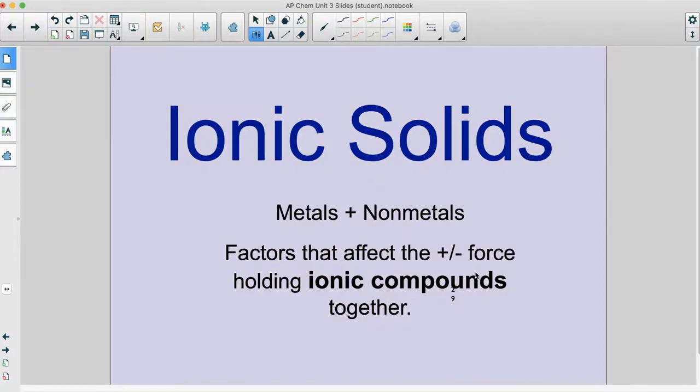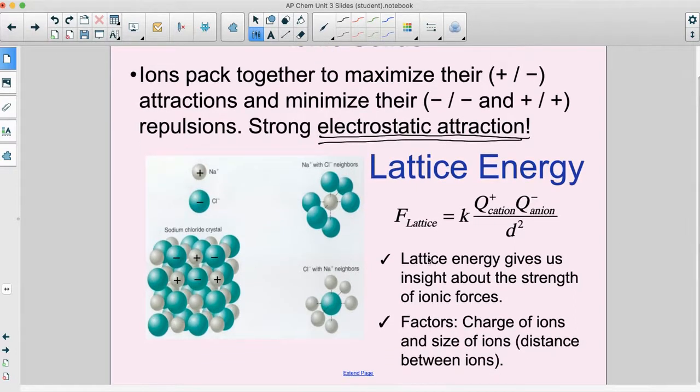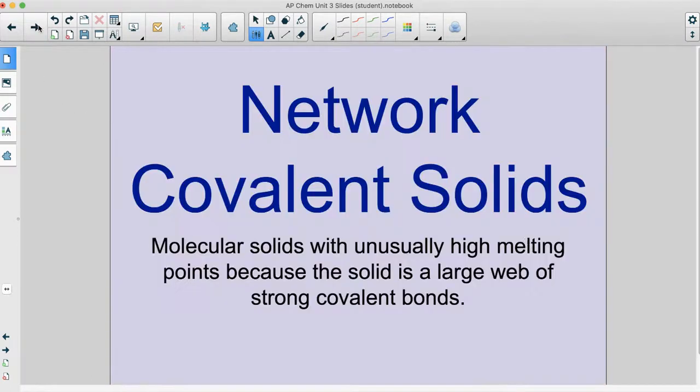Then we also have ionic solids, metals and nonmetals together, and the thing that holds ionic solids together is Coulomb's law, the electrostatic attraction. We have real charges here that are strongly attracted, and we can talk about lattice energy. It will show us a little bit about how strongly these ions are attracted to each other. And those two factors in Coulomb's law, again, are the charge of the ions and the size of the ions, which influences the distance between the ions. Don't forget Coulomb's law. Coulomb's law is the basis for all bonding. We're going to always think about Coulomb's law when we talk about attractions.